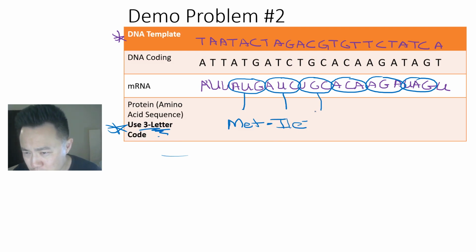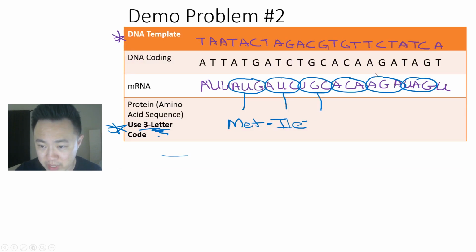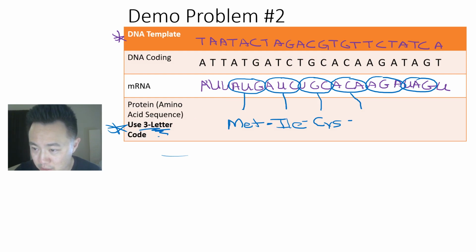Now we have UGC. What's that? Here's U. The second letter is G. UGC is here. It's CYS. That's cysteine. CYS. Let's write that down. Next one here is ACA. What's that one? Here's A. C is here. And ACA is THR. That would be threonine. So let's write THR.